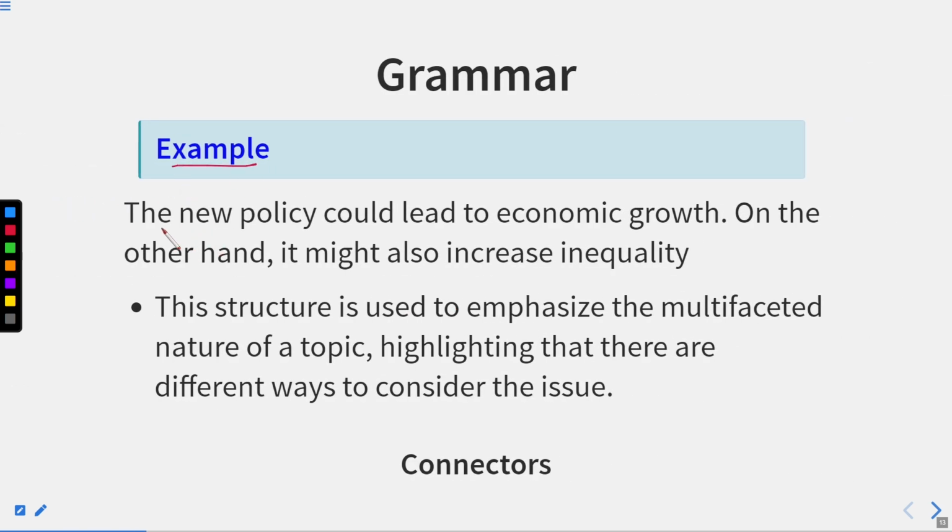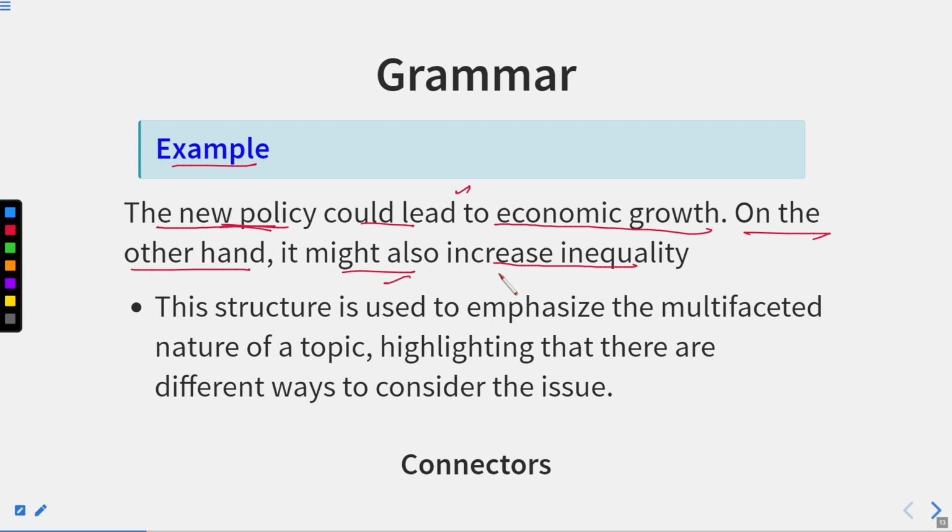Example: the new policy could lead to economic growth. So we are talking about a new policy that can lead to economic growth. This is actually the positive aspect of something. On the other hand, now we are contrasting this statement: it might also increase inequality. So about the new policy, this is the advantage and this is the disadvantage. So we are using on the other hand to show the negative part of it, or you can say the opposite part to this. Now this can be vice versa as well.